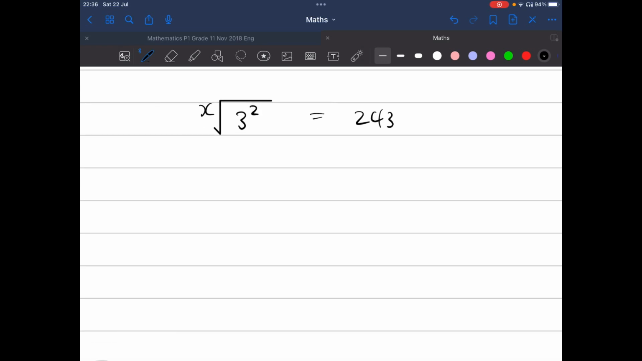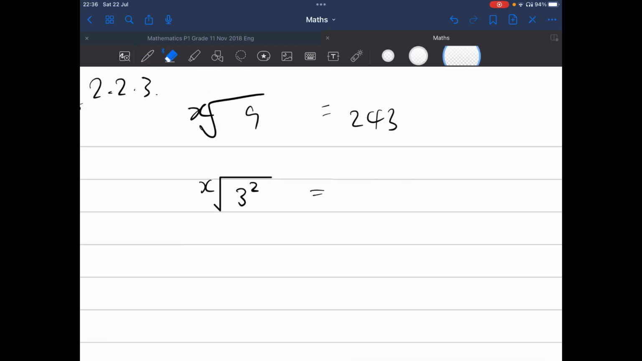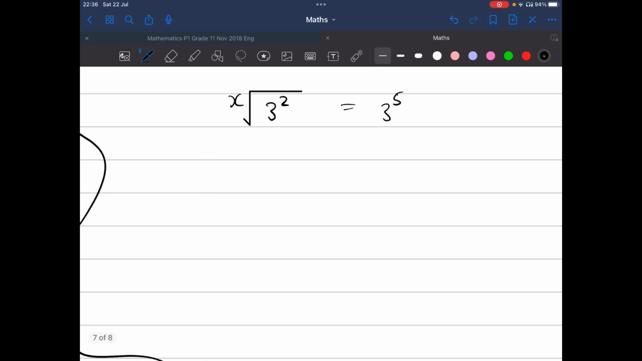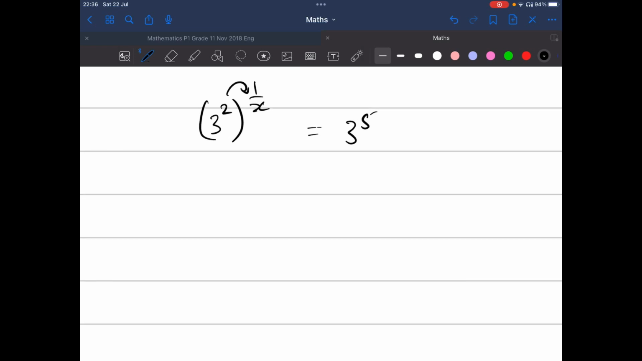And 243, if you do some trial and error, you'll realize that it's 3 to the power of 5. Okay, so instead of saying 243, let's say 3 to the power of 5. Okay, now let's recall what I was saying earlier, right? This is the same as saying 3 squared to the power 1 over x, is equal to 3 to the 5. Now how do I deal with this? I just multiply it out, right? So 3 to the power 2 over x equals 3 to the 5th power.